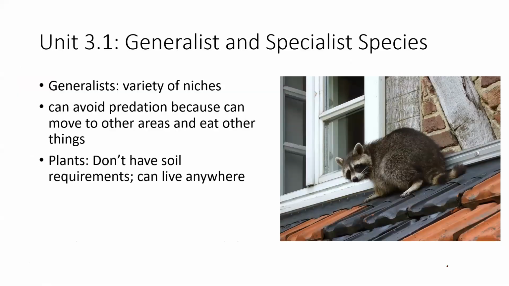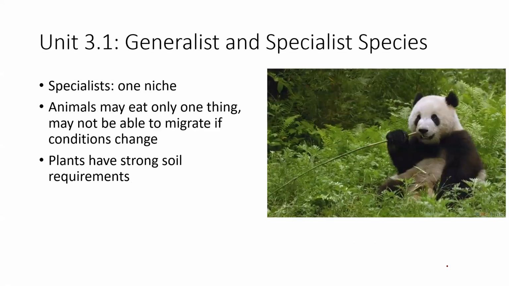Generalists have a variety of niches and can avoid predation because they can move to other areas and eat other things. So they tend to be able to withstand environmental change more easily. If we're talking about plants, they don't have soil requirements. Their soil requirements are basically that there is soil, and they can live basically anywhere.